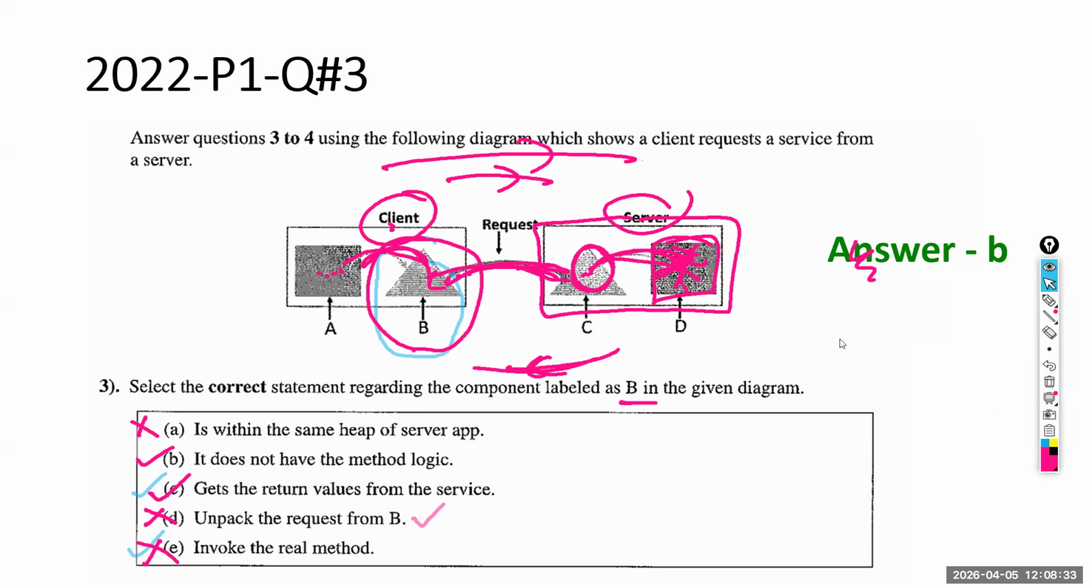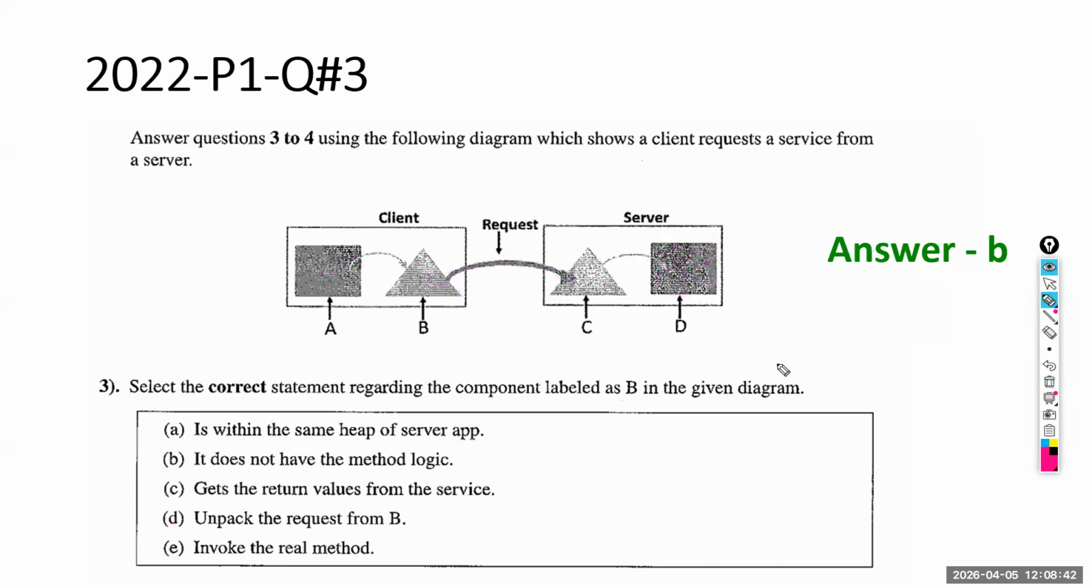Examiner has not taken C. Why? Gets the return value from the service. Maybe the examiner has considered this guy as getting the return value because I think this is the real service, right? Yeah, maybe that is why the examiner has not taken C. But anyway, you can call the entire thing a service also, but that might be the examiner's thinking.